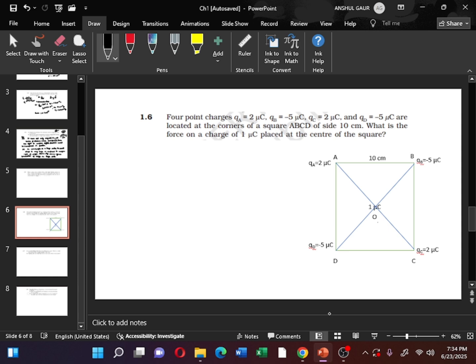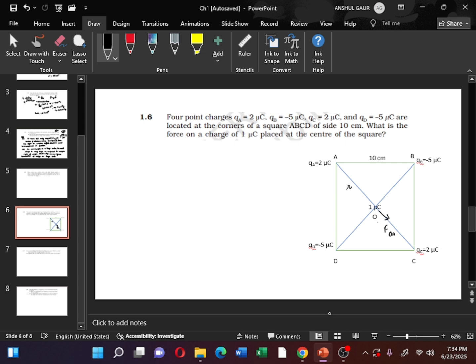To solve this problem, we can solve it analytically as well as with the help of calculation. First, I am doing the solution analytically. For example, if you want to calculate the force on the 1 microcoulomb charge due to the charge placed at the corner A, the direction of the force is away from this charge. Let us call this force FOA, which is the force on the charge placed at O due to the charge placed at A. It has a certain magnitude. The distance, for example, is R here. So the magnitude depends upon this length R as well as these two charges.